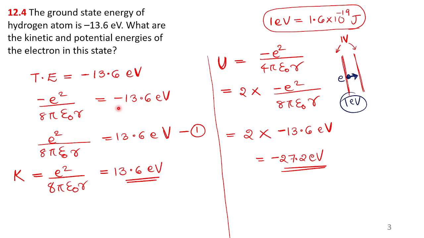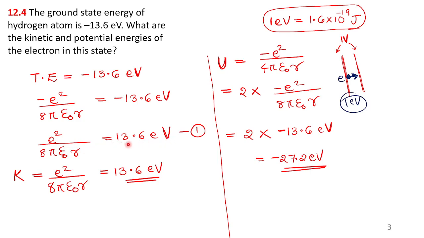I have just written the formula. So can I delete the negative sign on both sides of this equation? Yes, if I delete the negative sign on the left side, I have to delete the same on the right side. So the negative sign is deleted on both sides. I get E square by 8 pi epsilon 0 r equal to 13.6 electron volt.